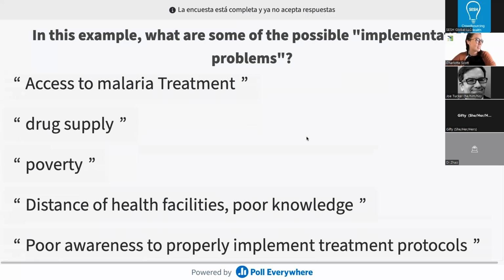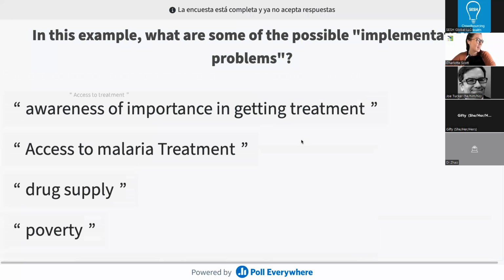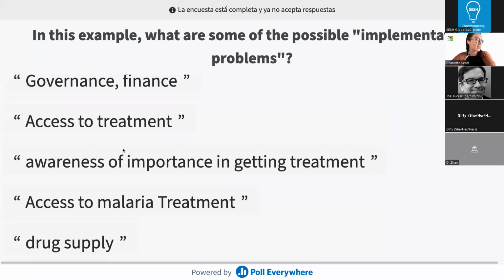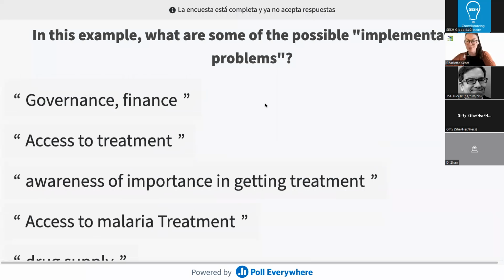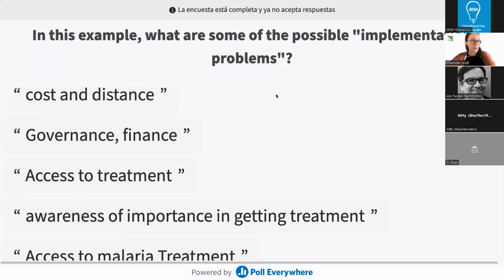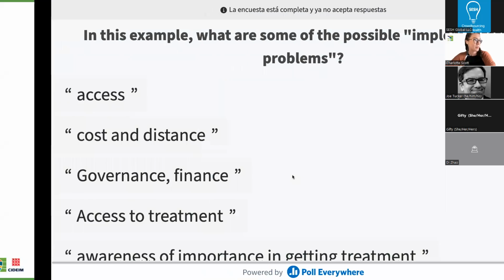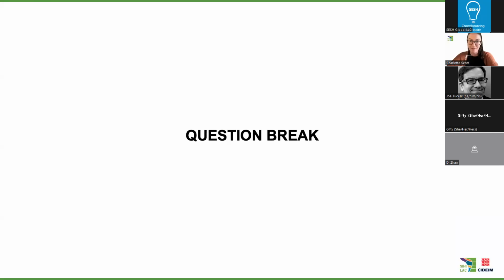Alrighty, so we'll just look at a couple more of these. Access to treatment, definitely. Drug supply, governance, finance, for sure, thinking about that more outer layer of problems. Great. Okay, so we'll move on now with the remainder of the presentation.